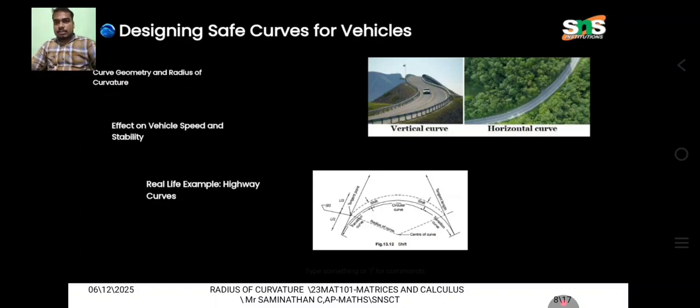It manages forces like centrifugal acceleration. A smaller radius indicates a sharper curve, which requires a lower speed, while a longer radius allows for higher speed. It is used to calculate the necessary super elevation to counteract the centrifugal force.